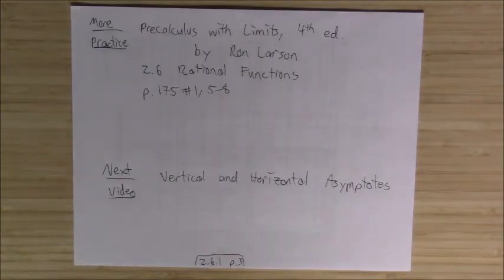For a bit more practice working with the domain of rational functions, be sure to see page 175 and work problems 1 and 5 through 8 in the textbook. And in our next video, we'll go further into understanding rational functions by looking at vertical and horizontal asymptotes.